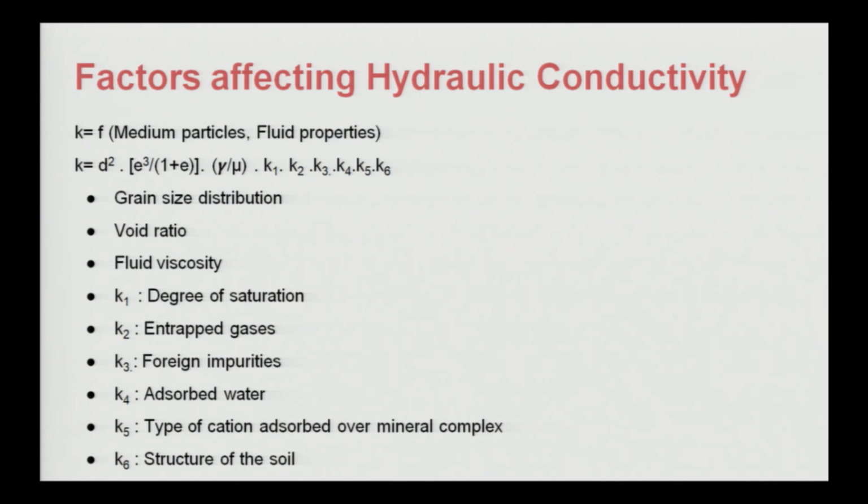other topic, that is factors which affect hydraulic conductivity or permeability. So, here we have used one equation, it is mainly derived from the Kozeny-Carman equation, and understand here that the permeability is a function of medium particles and then fluid properties. Both the things will play an important role, but apart from being a function of medium properties and fluid properties, it will also have some different factors, that is K1, K2, K3, K4, K5, K6. We are denoting them by these symbols here.